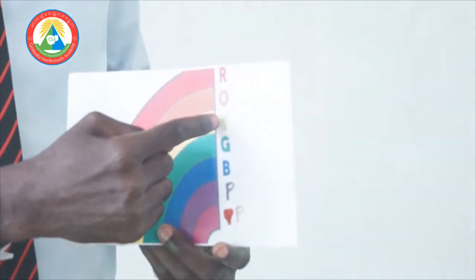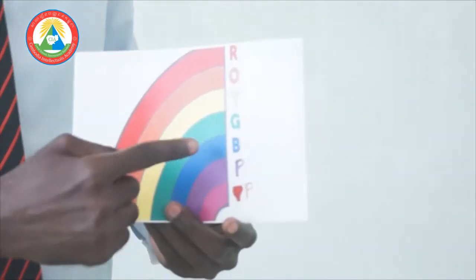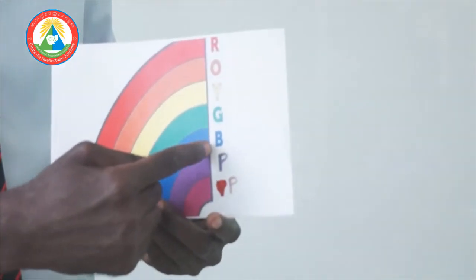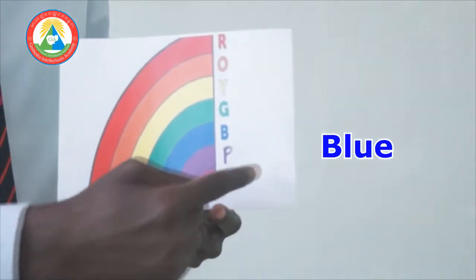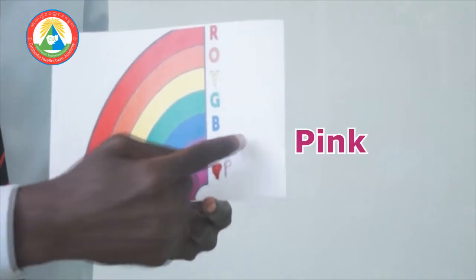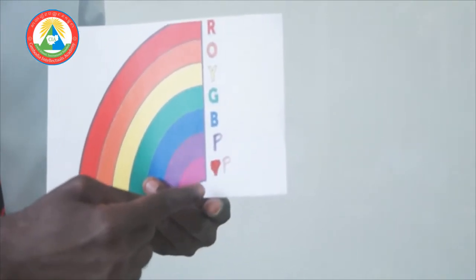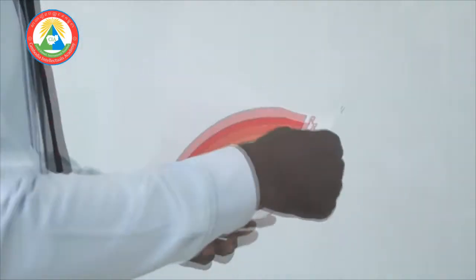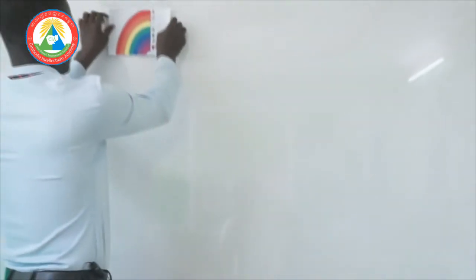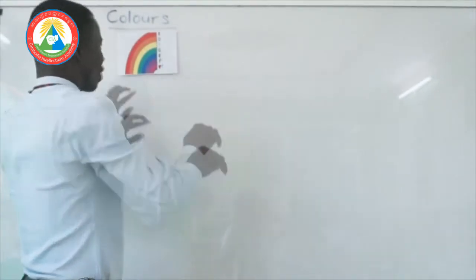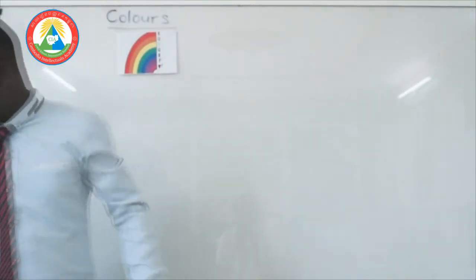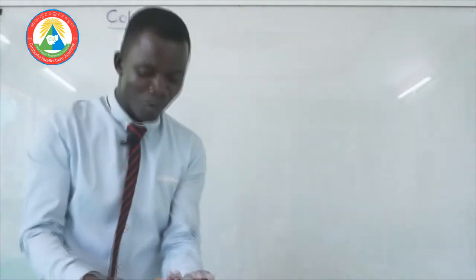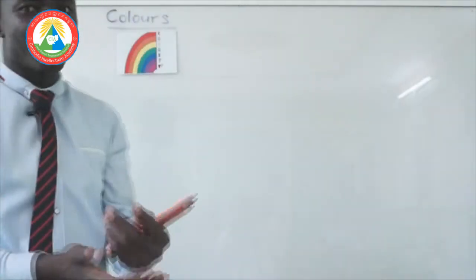Orange, yellow, green, blue, pink, purple, and different kinds of colors. So today, as we started on the previous lesson, we are going to continue with the colors.